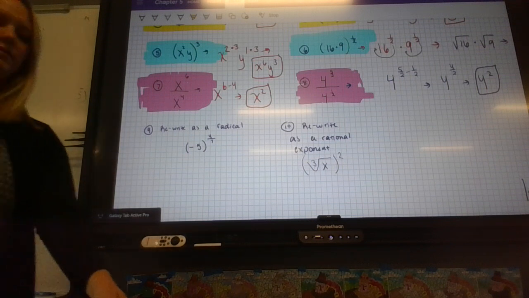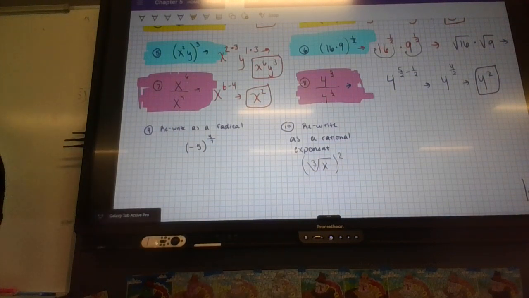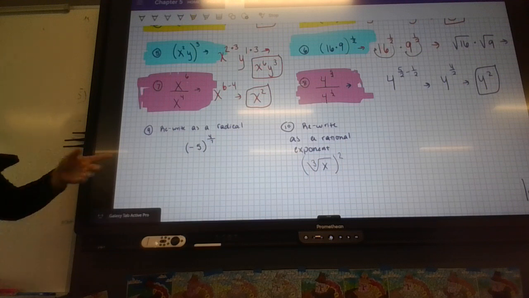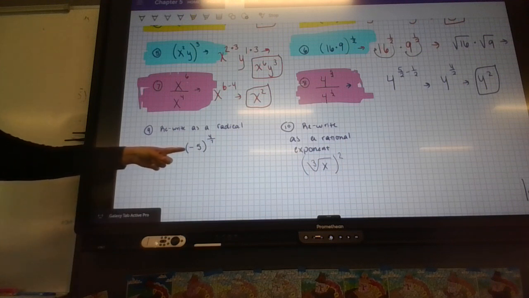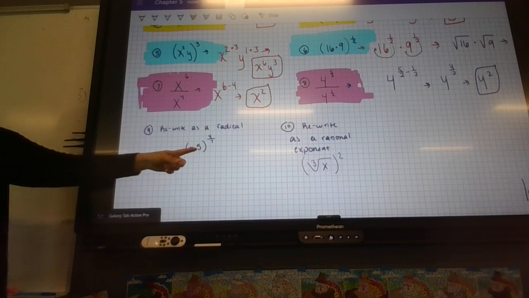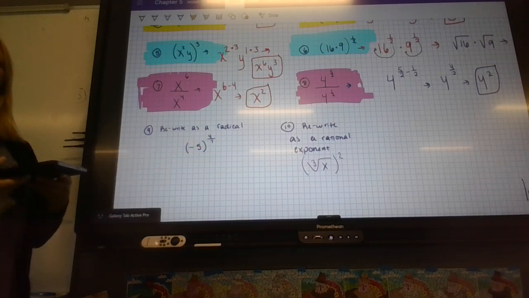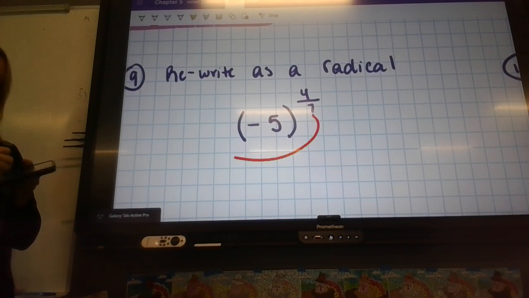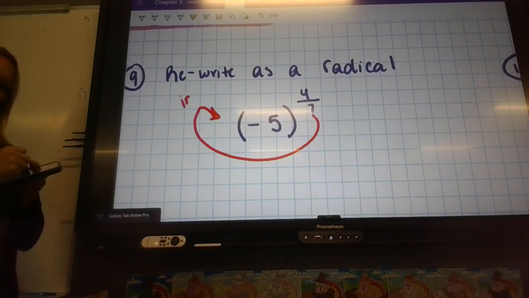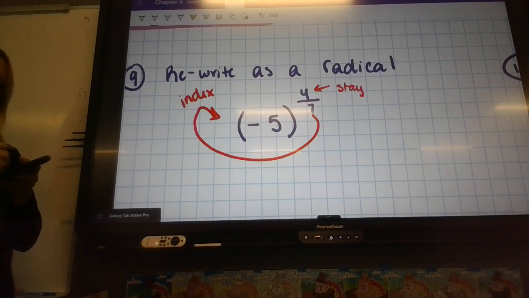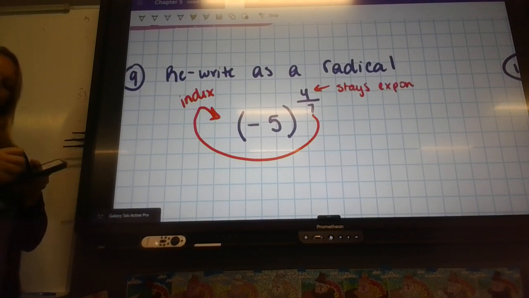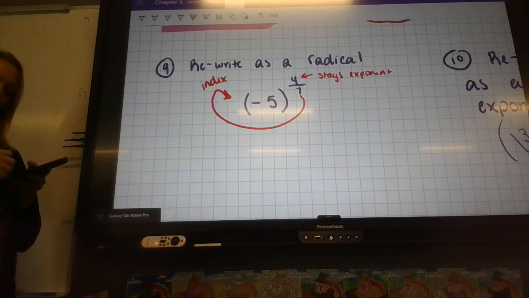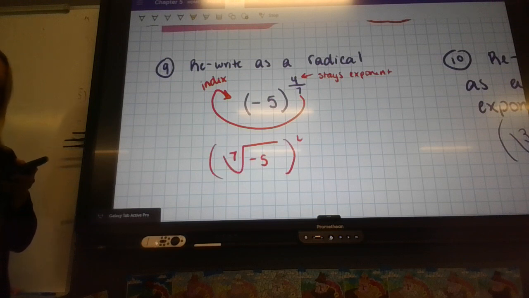All right, rewrite as a radical. Kenny, you might want to watch this. I'm going to turn this into a radical. This is a rational exponent. Can you see it? The denominator of the exponent goes down and around and it becomes the index. And then the 4 stays an exponent. So this is written as the 7th root of -5 raised to the 4th power.